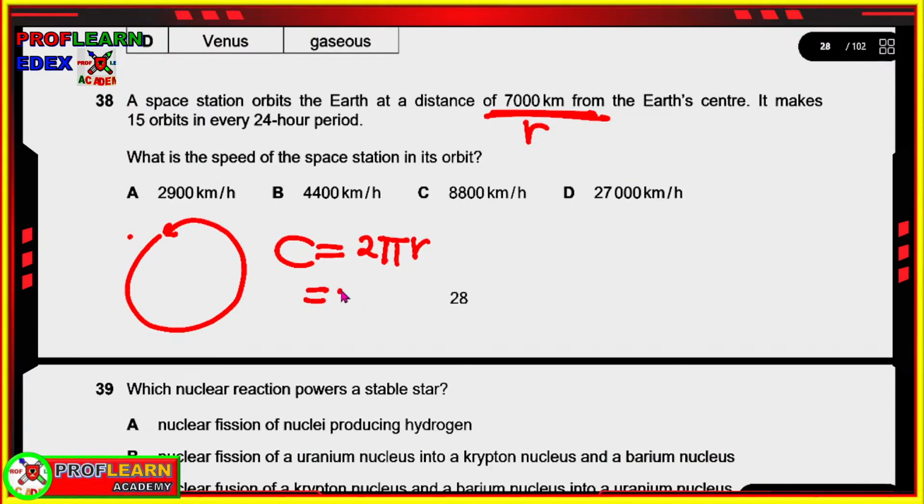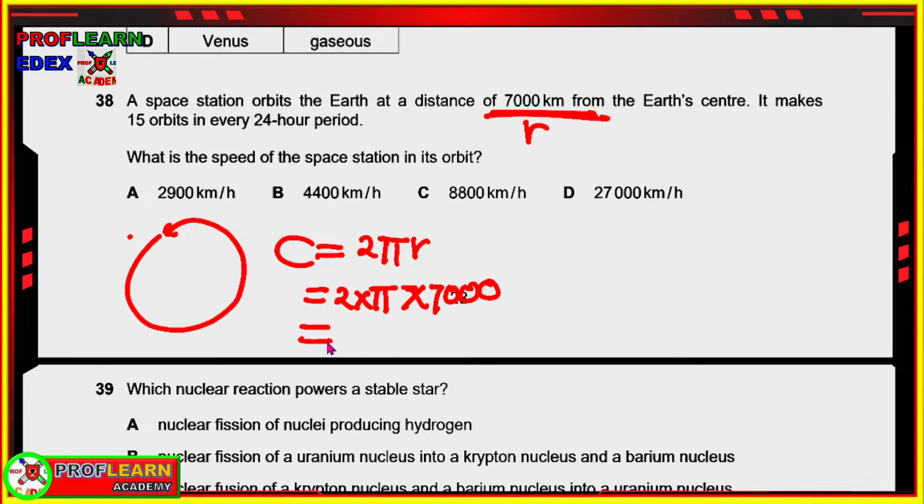So we shall say this is 2 times pi times the radius, and the radius in that case is 7,000. If we work it out, it's going to be approximately 43,982 kilometers. That will be the distance of one revolution.